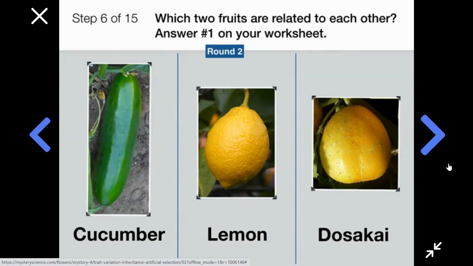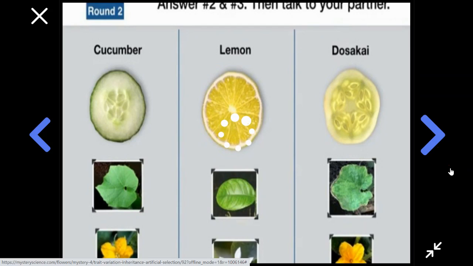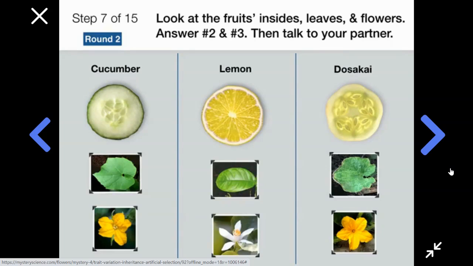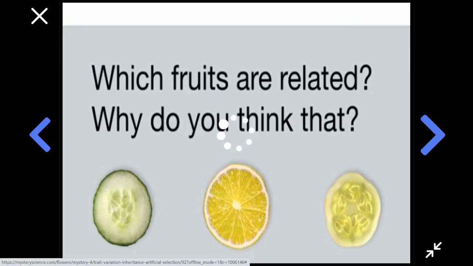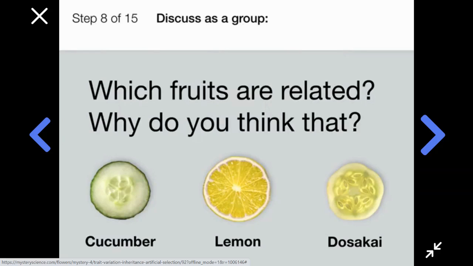This one is harder. You probably don't know much about the dosakai, a fruit that's used in Indian cooking. Use the traits you can see to guess which 2 fruits are related to each other. Answer number 1 on your worksheet. Look at the fruit's insides, leaves, and flowers. Answer number 2 and number 3. Then talk to your partner. Discuss as a group.